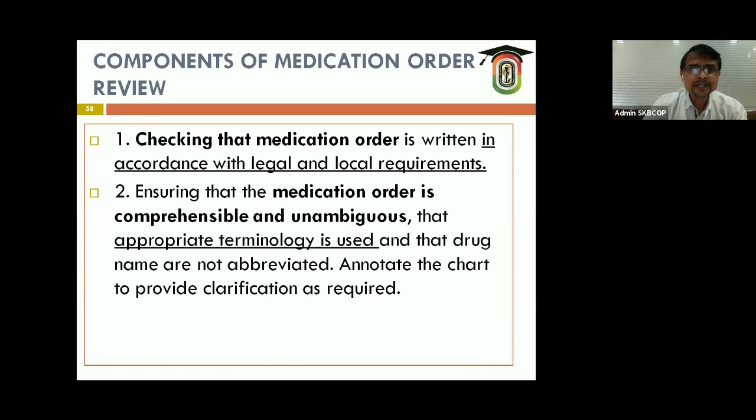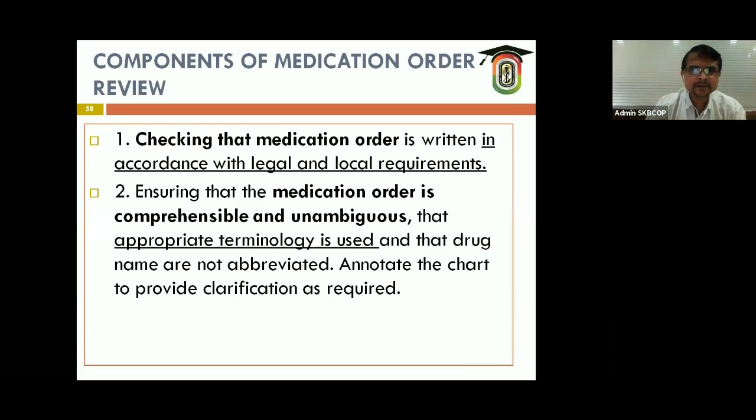Second is ensuring that the medication order is comprehensive and unambiguous, that appropriate terminology is used and that drug names are not abbreviated. Annotate the chart to provide clarification as required. Okay, if there are some terminologies or abbreviations written, those could be cleared as far as the pharmacist is concerned while reviewing.